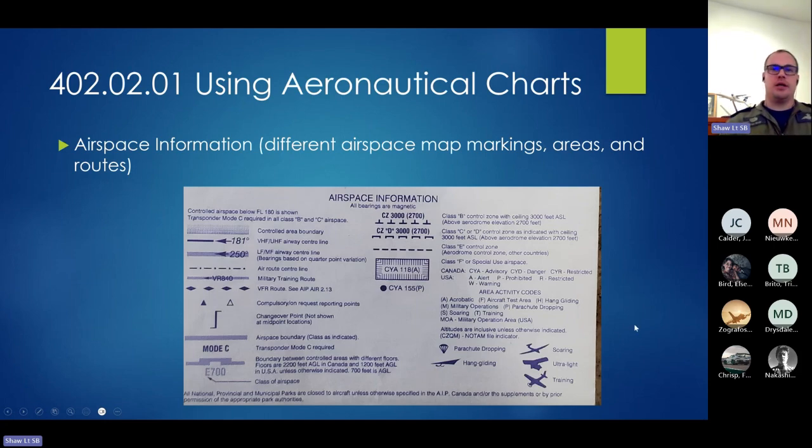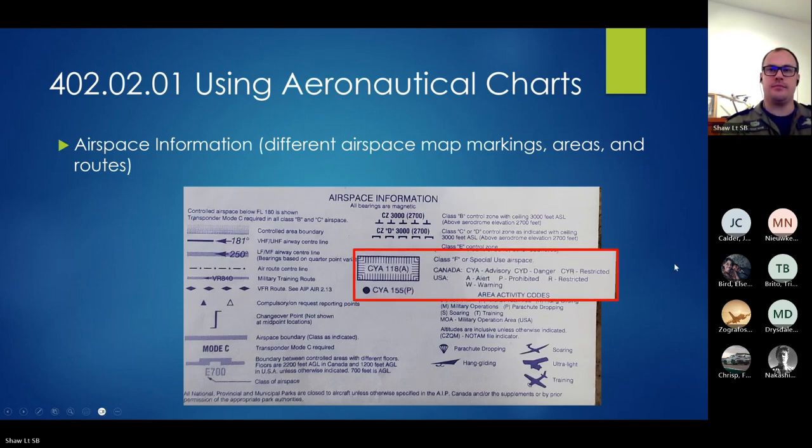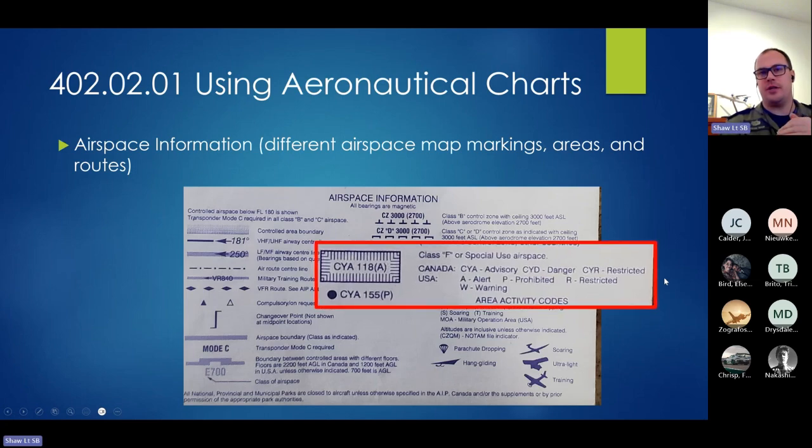But again, you're going to see the busier the airspace is, the more congested this is going to be. So Winnipeg is going to have a bunch of pretty colors and a bunch of lines on it and things like that you've got to pay attention to. If you go to Vancouver, there's going to be stuff everywhere, right? So if you see something that you're not sure about, oftentimes the front of the map will have a definition. So always keep an eye out for your Class F or special use airspace.